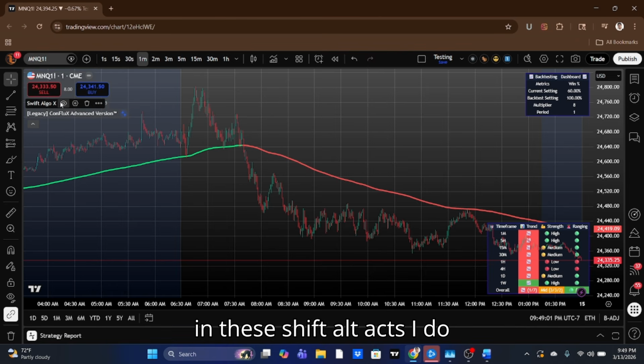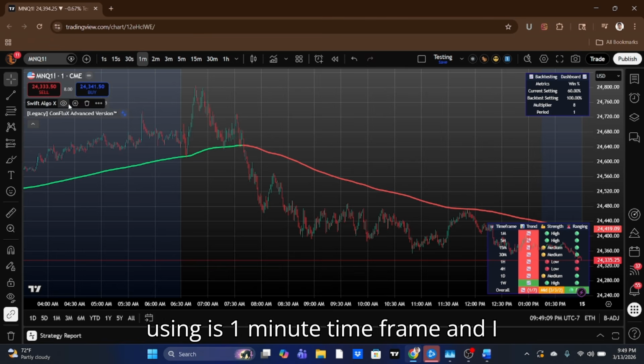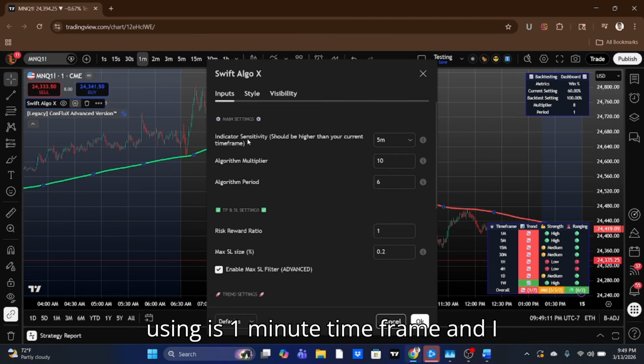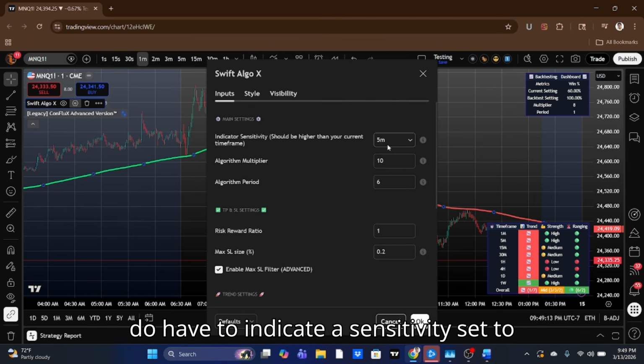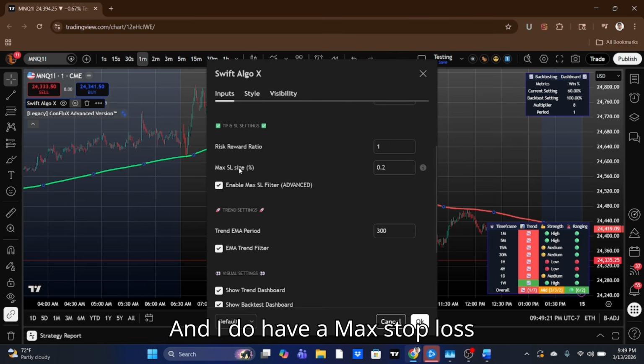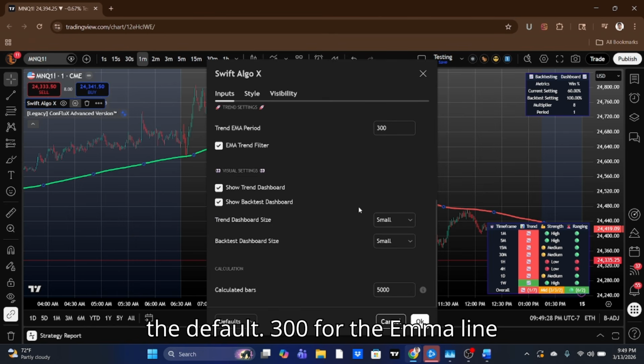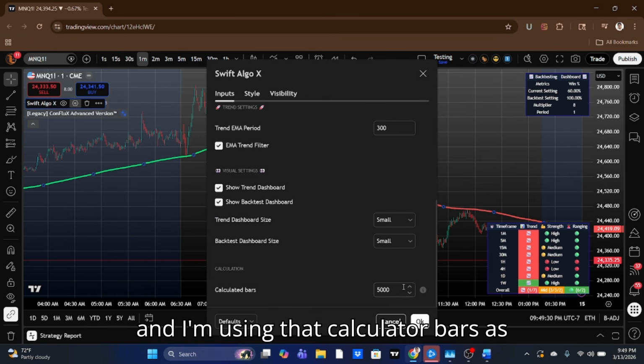So in the Swift Algo X, I basically use the 1 minute time frame. That's the only thing I'm using, the 1 minute time frame. And I do have the indicator sensitivity set to 5 minutes. And I use a risk to reward ratio of 1:1. And I have a max stop loss size filter of 0.2. And I use the default 300 for the EMA line, and I'm using the calculated bars as 5,000.